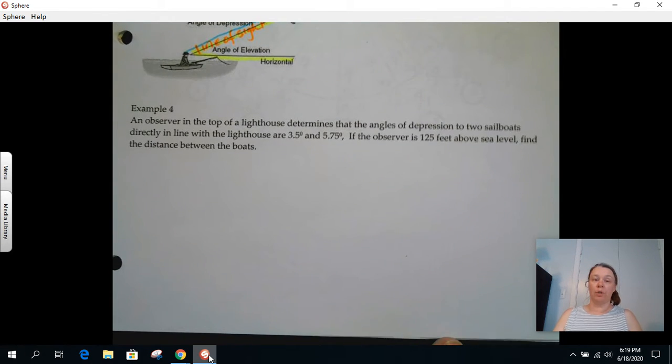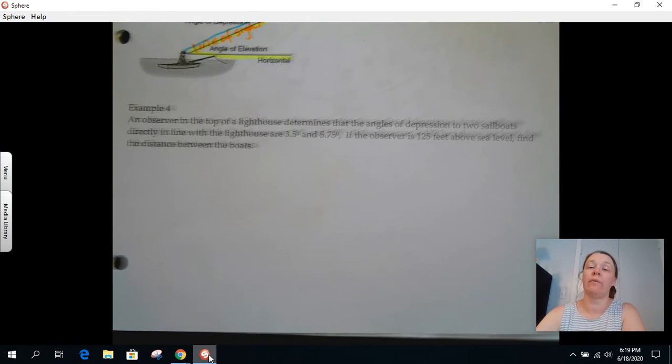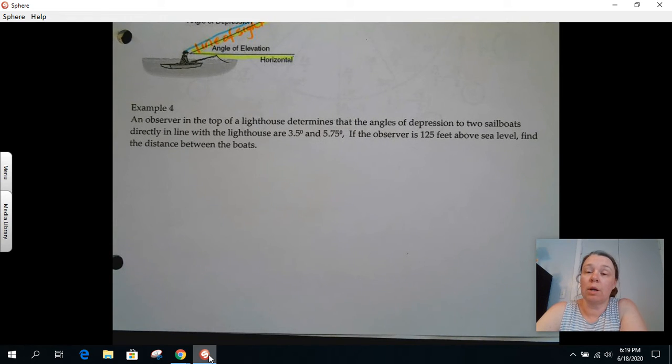Okay, so an observer in the top of a lighthouse determines that the angles of depression to two sailboats directly in line with the lighthouse are 3.5 degrees and 5.75 degrees. If the observer is 125 feet above sea level, find the distance between the boats. Now, I am not even going to attempt to draw a lighthouse. It will be a disaster.